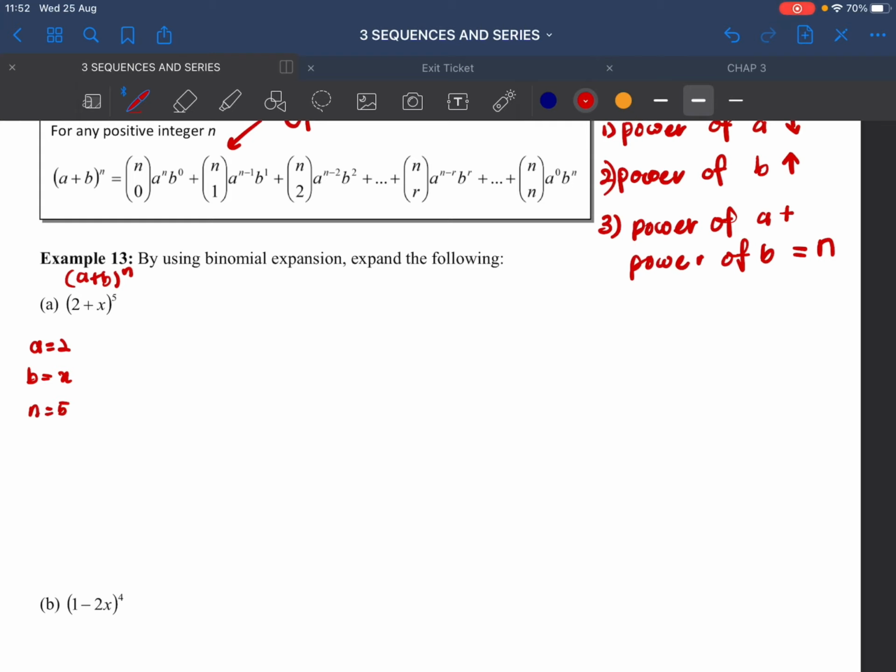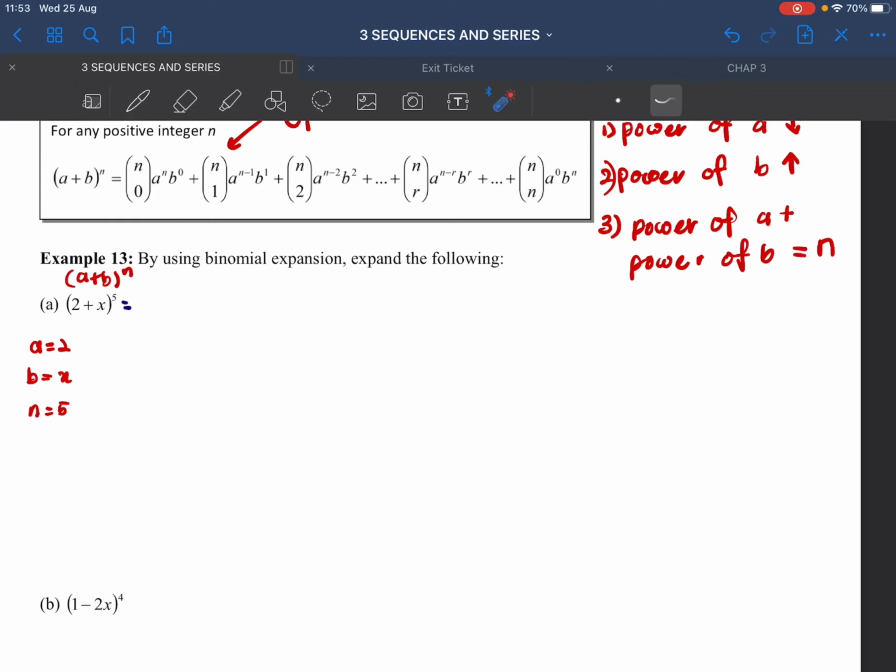Bagi pandangan yang betul apa yang kamu pilih tu. Okay, sometimes we just tend to forget the negative numbers, so just write your a, b and n whenever you do your expansion. Okay, so now we use the formula.